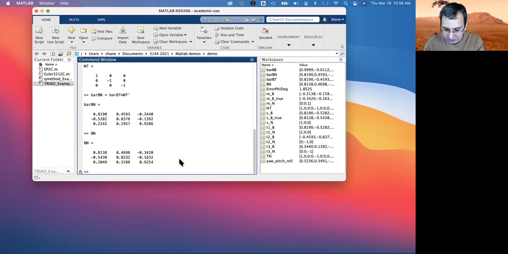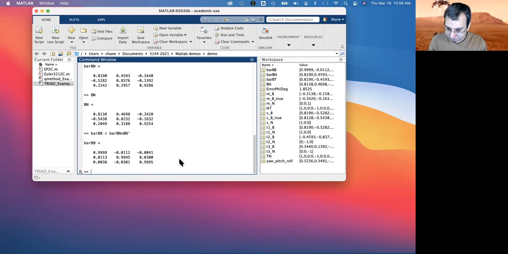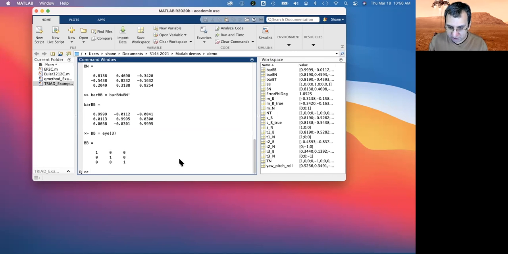The way that we get that is we go from the estimated frame, B bar, to B. And what is that? That is B bar N times BN transpose. Now, if this was perfect, we would have ones along the diagonal. This would be the 3x3 identity matrix. Now, how can we compare? How do we find out how good this is? Well, we could use that phi. So I'll call it error phi, the number of degrees.